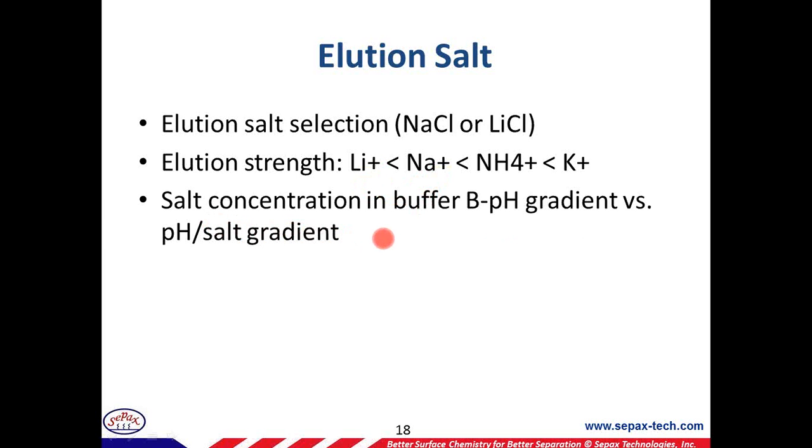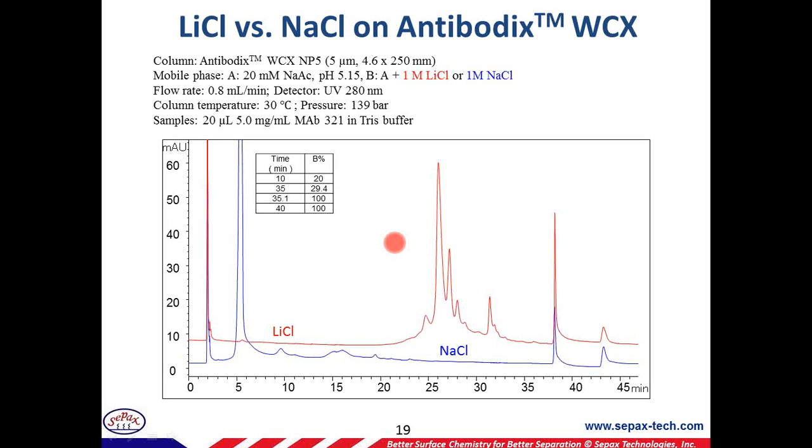We'll also talk about salt concentration in the pH gradient. You have the regular pH gradient, but what if you add some salts in there? We'll see some of the results from this comparison. First, lithium chloride versus sodium chloride as the counter-ion in buffer B. This is the separation we have seen before in the pH effect, and it shows really good separation. But once we switch to sodium chloride in the B buffer, we can see most of the proteins came off in the flow through. We have a 10-minute isocratic hold here.